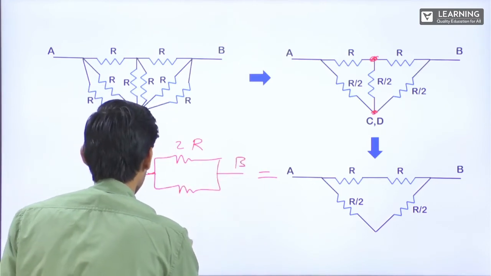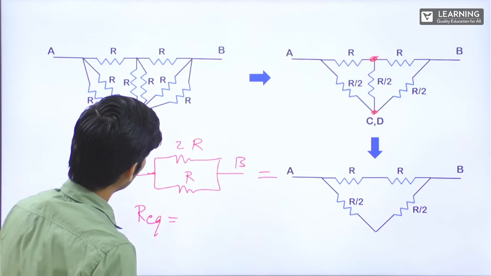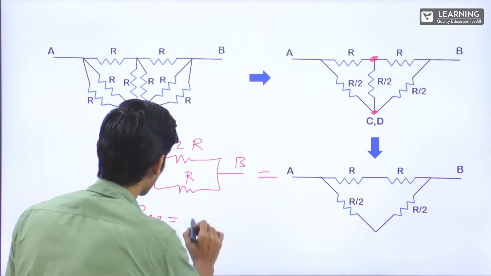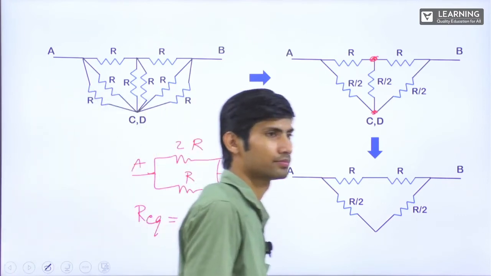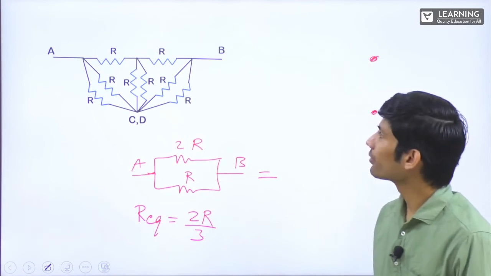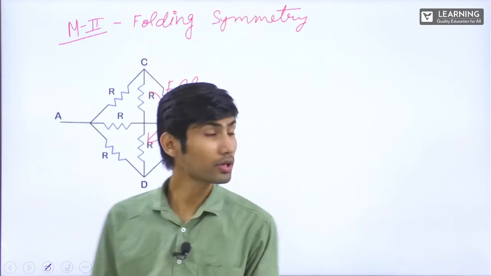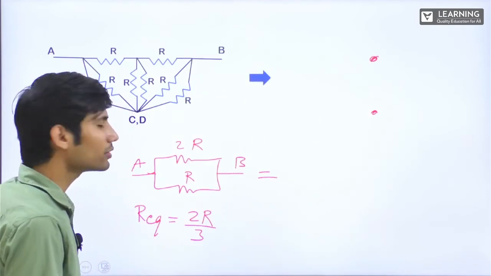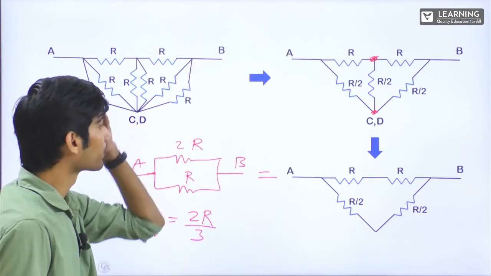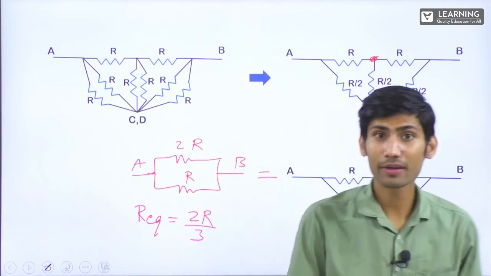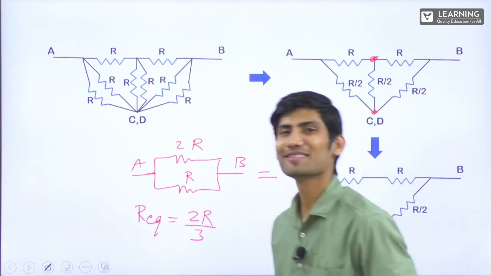R equivalent is equal to 1 upon 2R, 1 upon R. 2R by 3. Just check. You'll get the same answer. In previous also, when we did from mirror symmetry, what was the answer? 2R by 3. When we did by folding symmetry, what is the answer? 2R by 3. Because the resistance will be same, right? However you do, whatever is the method, the answer will be same. Understood where to apply mirror symmetry and where to apply folding symmetry? Okay. Now let's go to the next question.